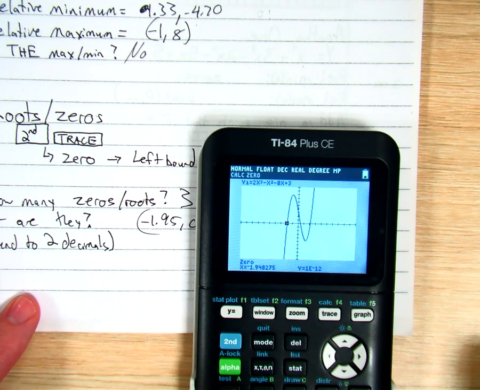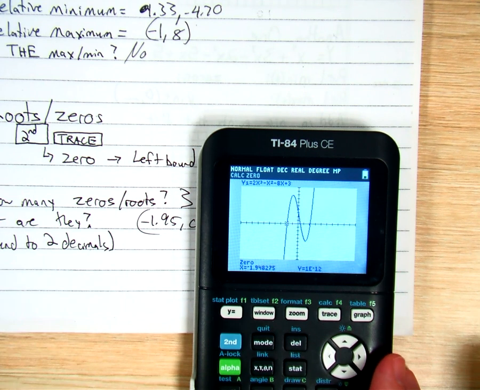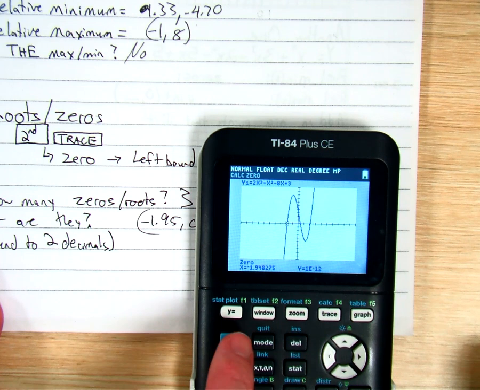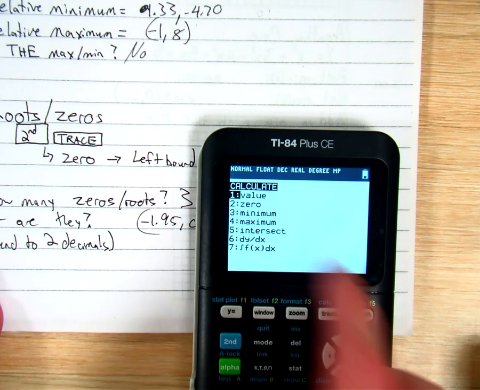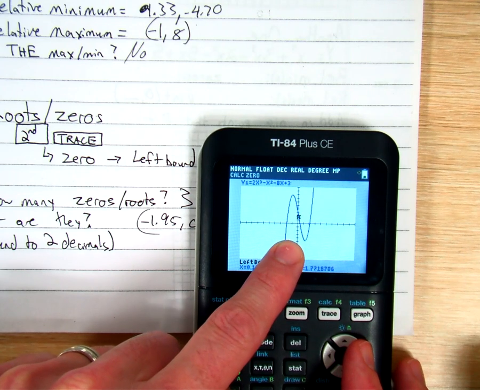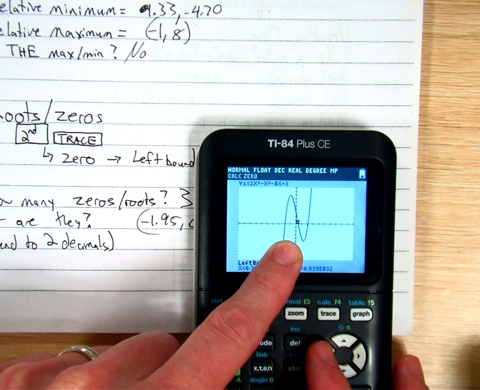Alright, hopefully you were able to get that. If not, rewind and watch me do it again. Okay, we're going to have to do it 2 more times. And you have to push second trace each time. Second trace 0. Scooch on over to this one. Get as close as we can.